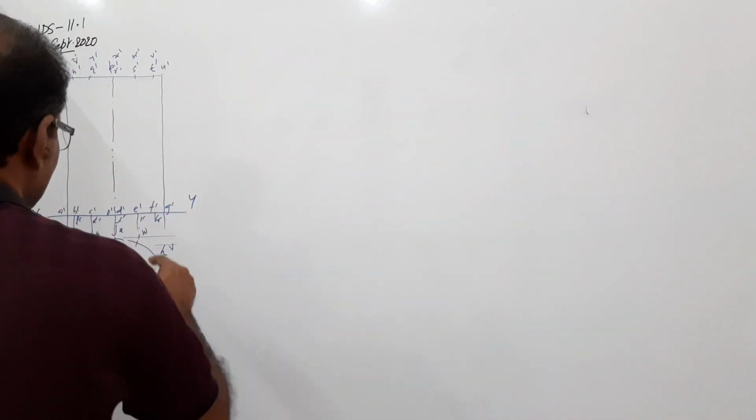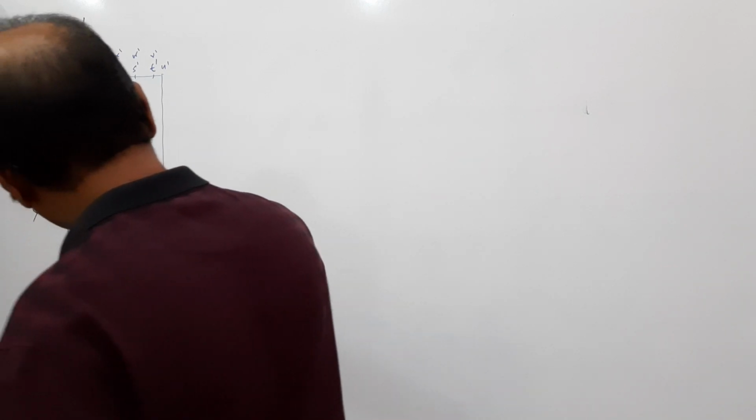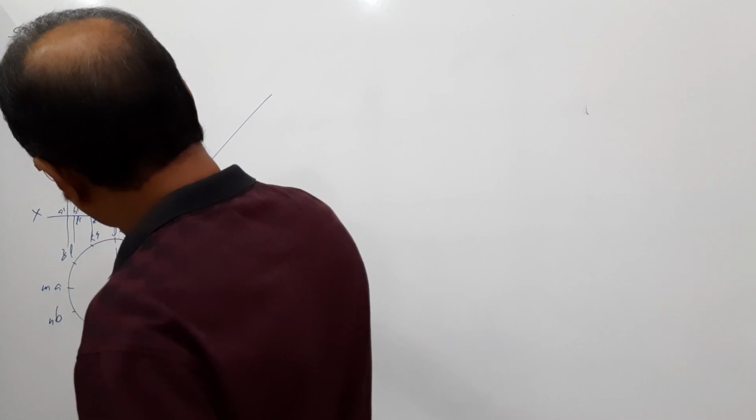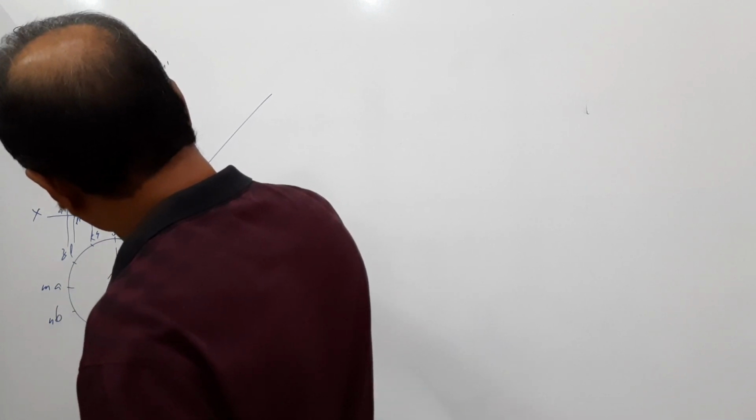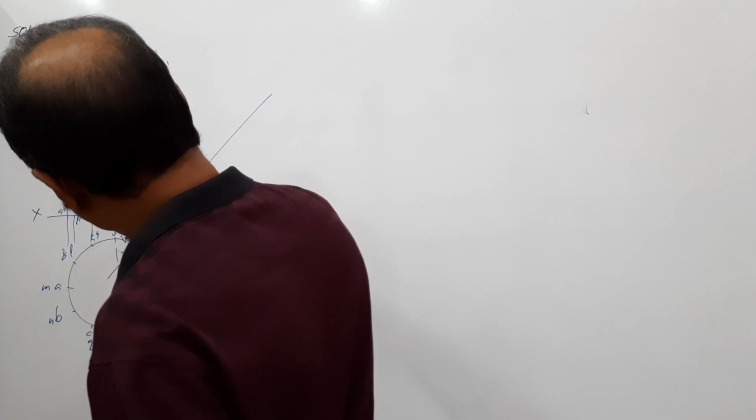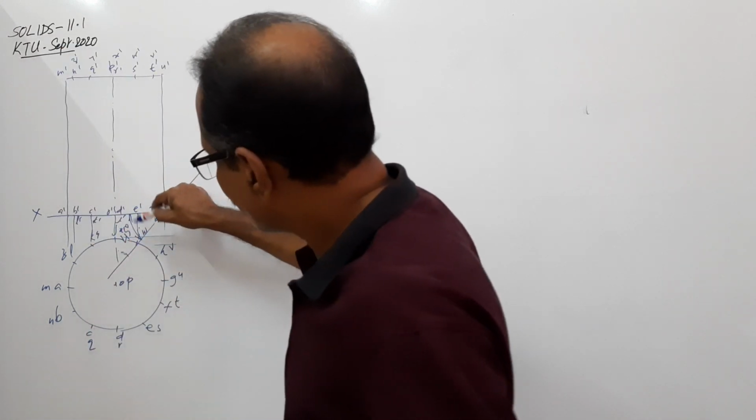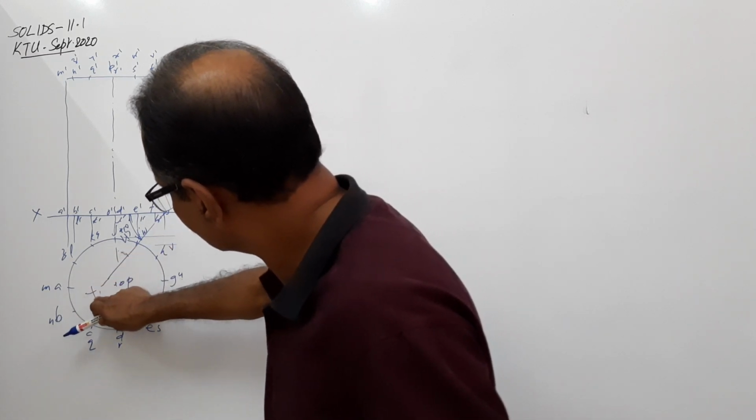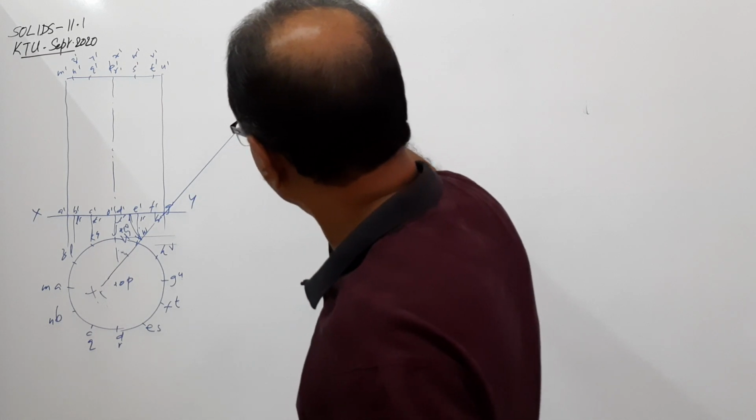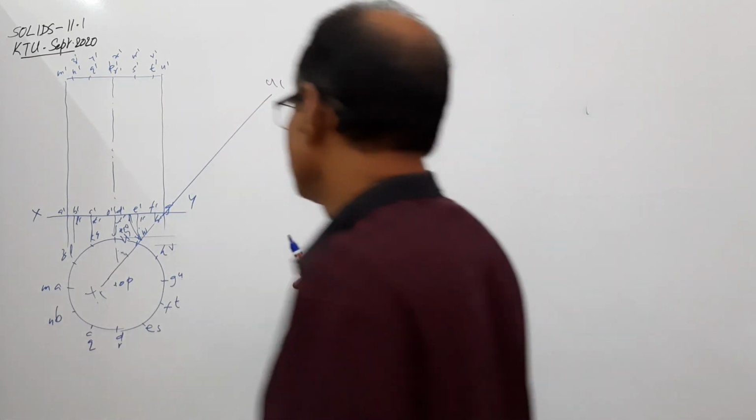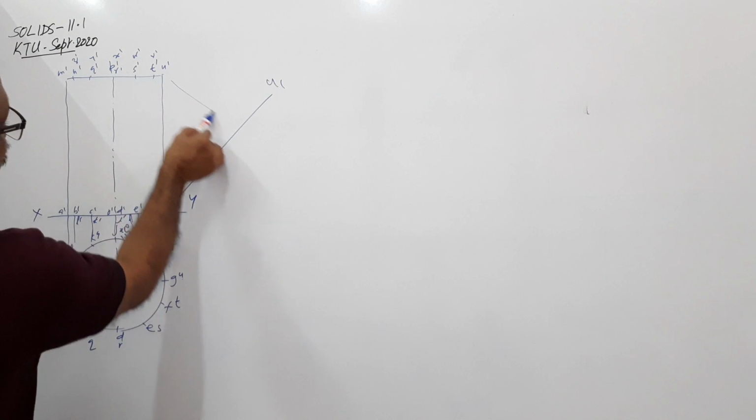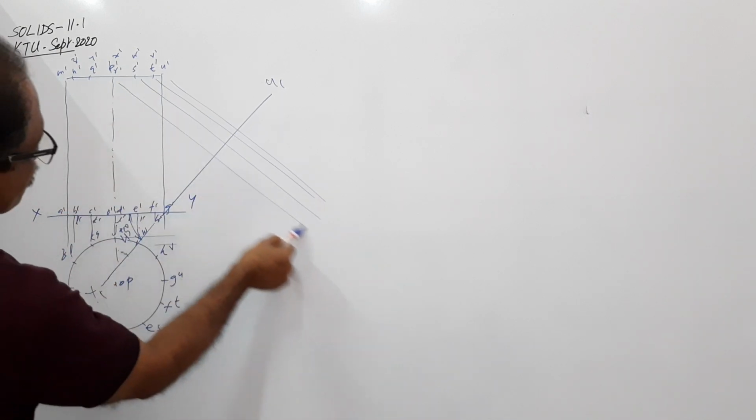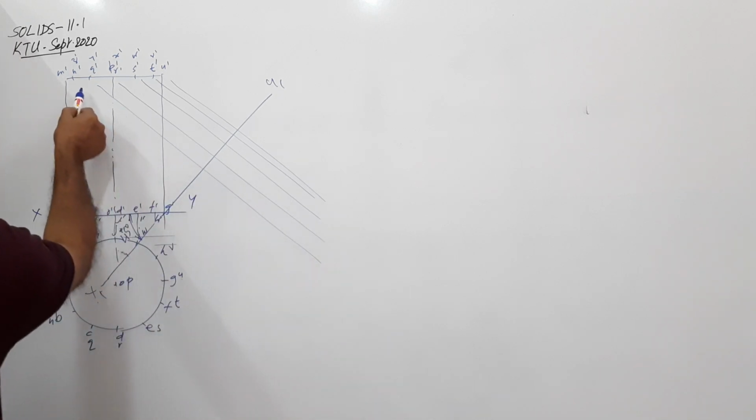I draw X1 Y1 through G dash, making 45 degrees to the base. X1 Y1. Now we draw a new plan. We know the procedure of drawing an auxiliary plan.